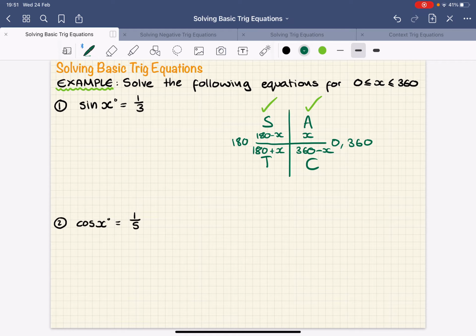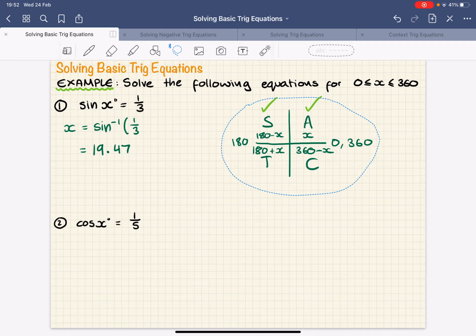Then I do my sine inverse to find my first value. So sine inverse of a third, and that comes out as, I'm just going to write to 2 decimal places, 19.47. So that is one of my answers.